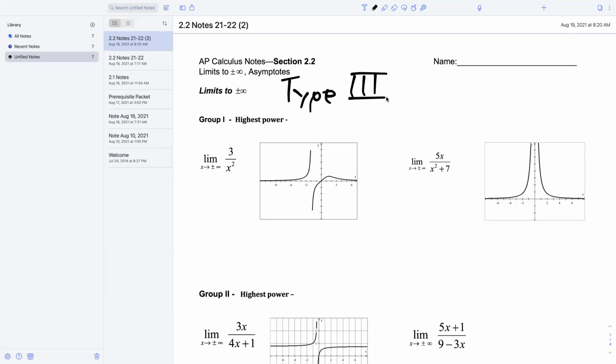Within the type 3 limits, there are 3 different groups. The first group, we have the highest power in the denominator. You can look at the graph. As this graph goes way, way out there to positive infinity, or way, way out there to negative infinity, what is it approaching? You may be able to see from the graph that it's approaching 0. However, if you don't have a graph, I know that it's approaching 0. Why?